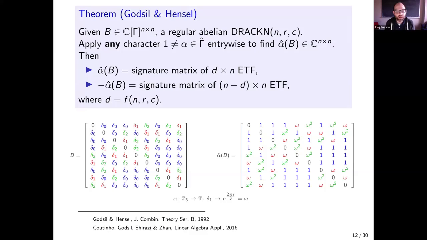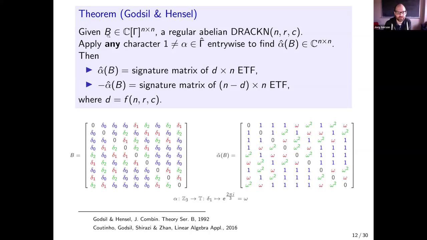Now, why am I talking about these things in this talk? Because you can use these things to make equiangular lines. This result really goes back to Godsil and Hensel, but it was amplified in this paper by these folks in 2016. It says that you can take a DRACKN as I've defined it and use it to make the signature matrix of an ETF. The way you do it is like this.